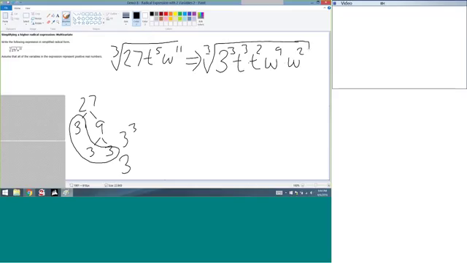So now we can only pick things that 3 can go into. So this one, the t to the third and the w to the ninth. 3 cannot divide into that 2 for both the t and the w, so they have to stay. Everything else can come out. So that's going to leave us with a 3 on the outside.